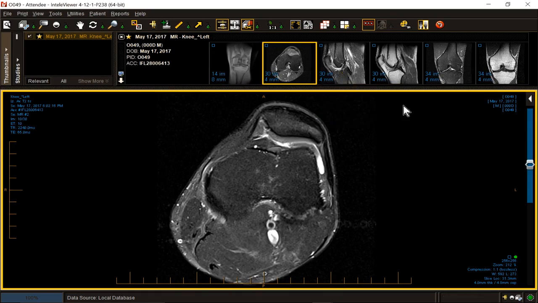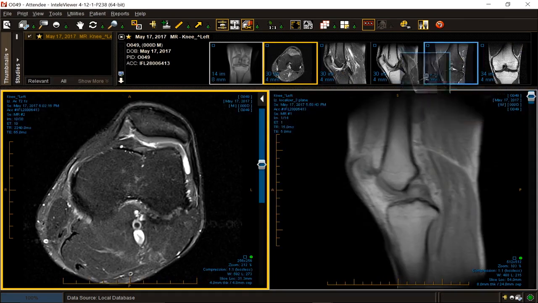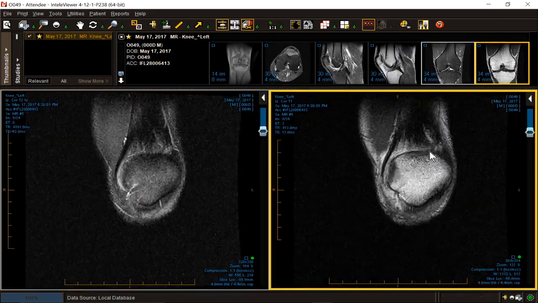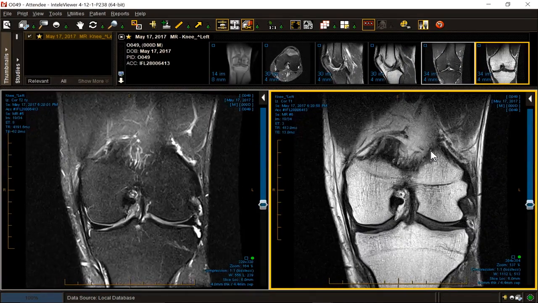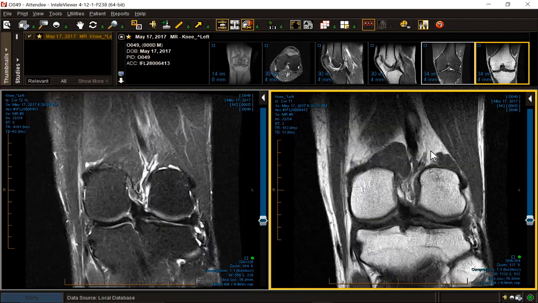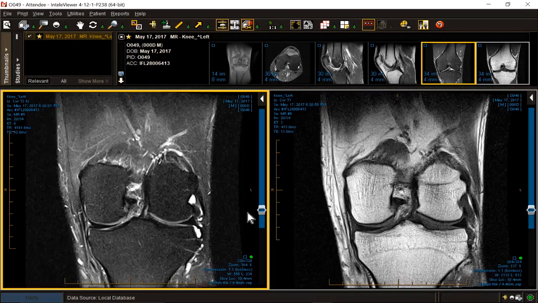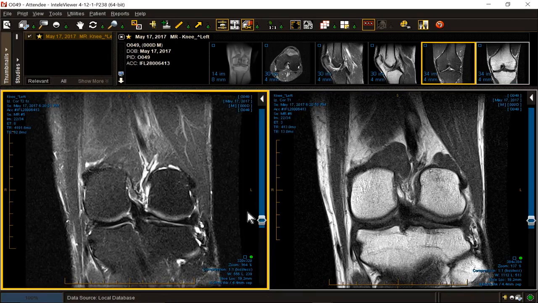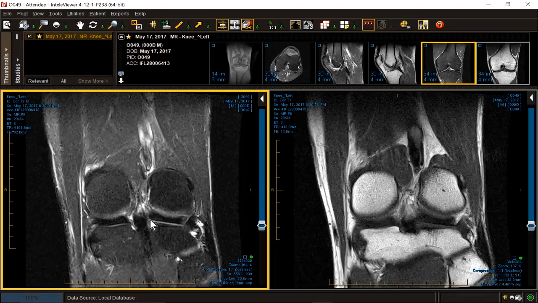Let's go to his coronals briefly, even though those are not the star sequences in this case. He's got a great-looking knee for a professional athlete. Menisci, they're good-looking. They're robust. They're black. However, he does have one signal alteration where it should not be, near the lateral meniscus root.